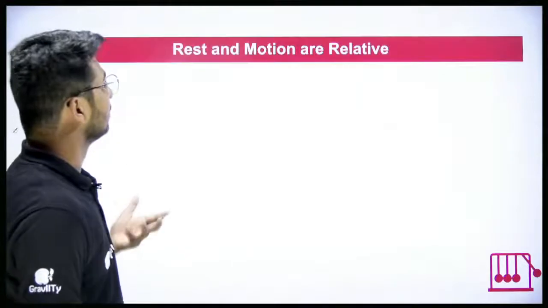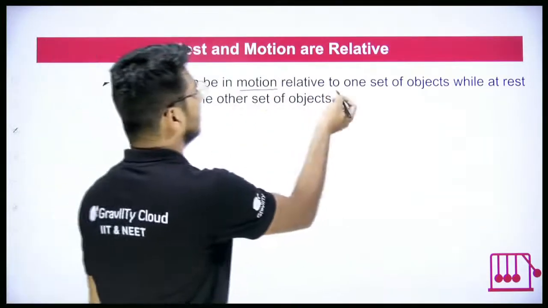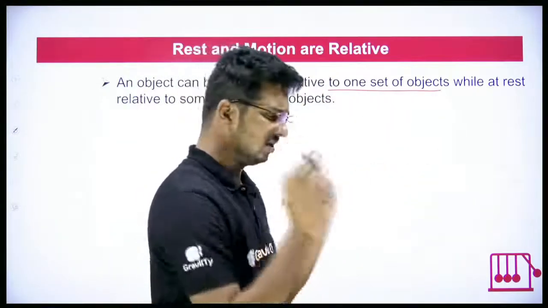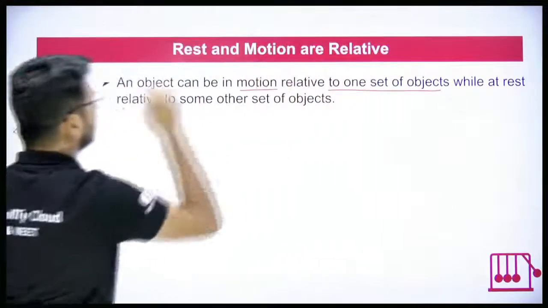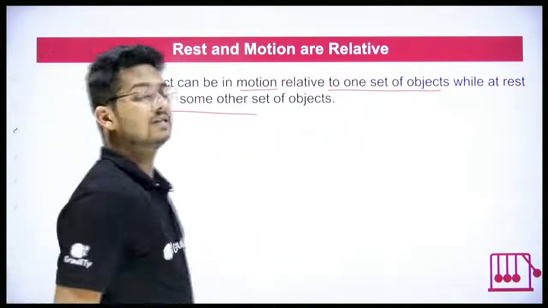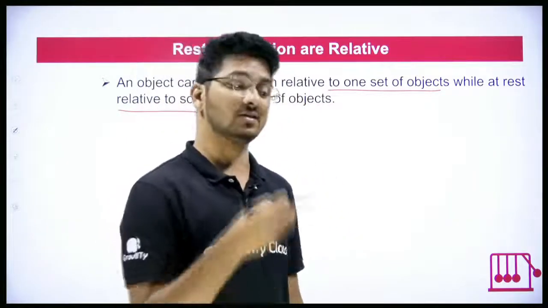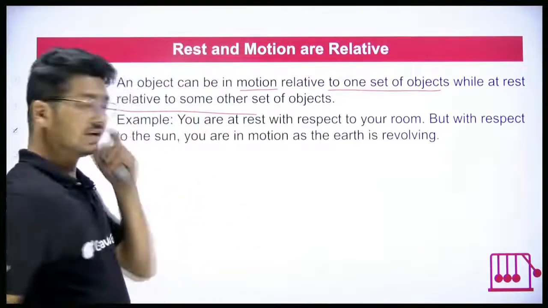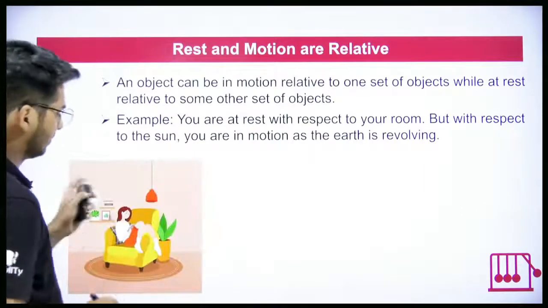Clear? Understood? So an object can be in motion relative to one set of objects, one case of observers, while at rest relative to some other set of objects. It depends on which object is observing. Clear? Okay.